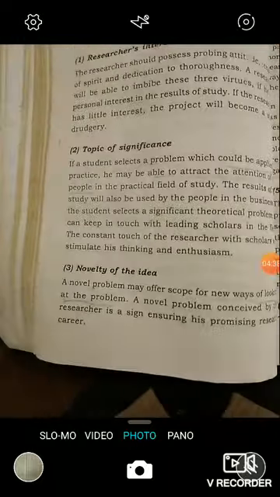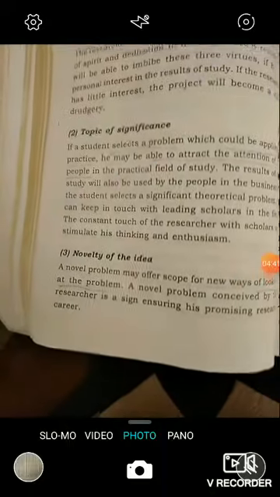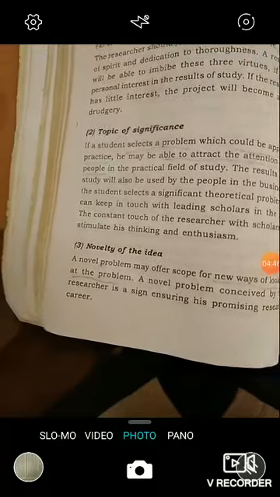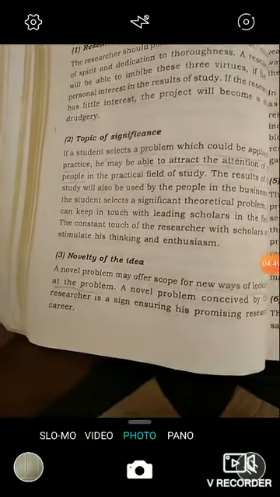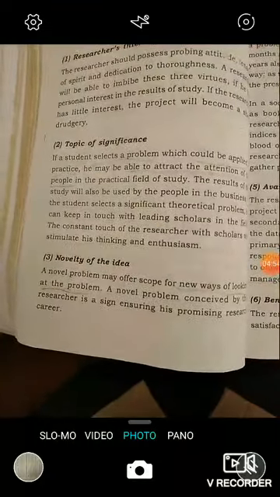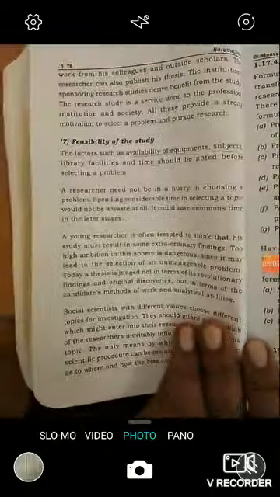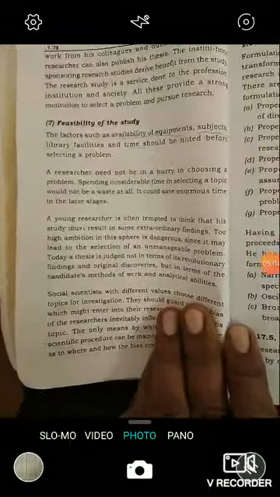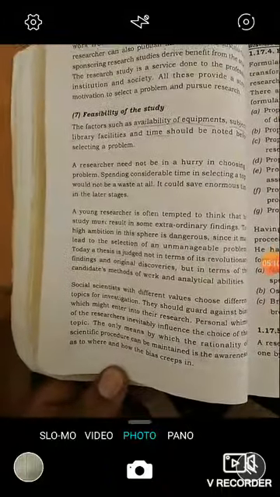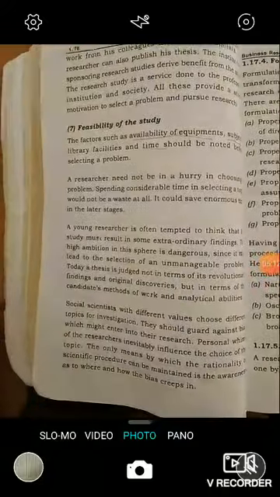And I failed to give explanation for the third point, novelty of idea. If you find a new way for solving any problems or giving any solutions, that area you can select as a research problem. And the seventh one is feasibility of the study. That is availability of resources, availability of data, availability of time. It also helps the researcher to select their research problem.